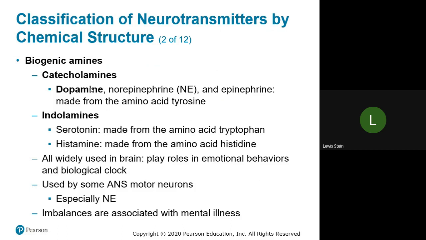Biogenic amines. Love these. What happens to amino acids metabolically? When you eat a protein, it's broken down to amino acids. We absorb the amino acids, digest them. We'll go over that again. What happens to most of those amino acids? What's the first thing that they do for us to utilize?